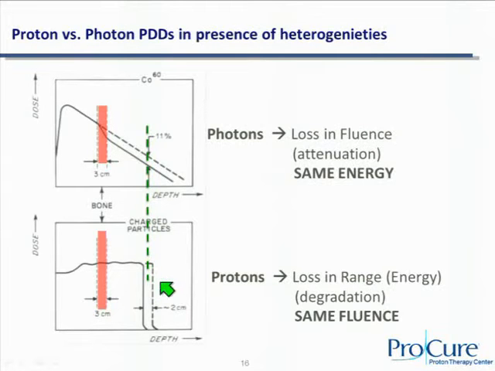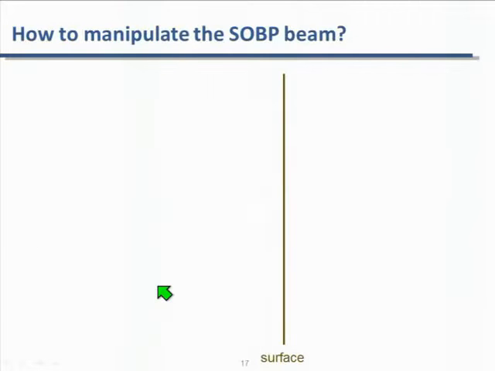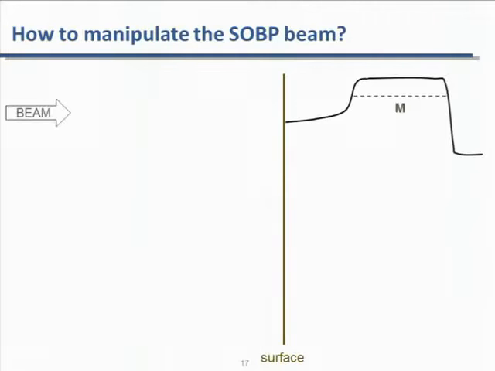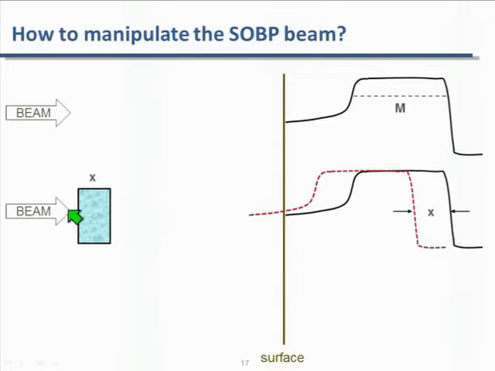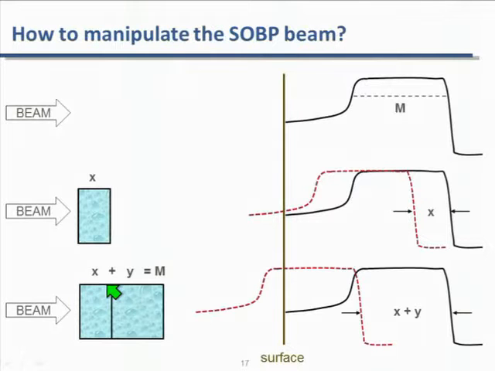So this is something to be mindful of. Now let's see how we can manipulate the SWP beam. If I have a beam that's delivered on the surface of a water phantom, you get the modulation and range in this fashion. If I put in front of the beam a water equivalent depth of x, it will pull the entire profile by x in this direction. If I put in x equal to the modulation, it'll pull the entire thing by that modulation.